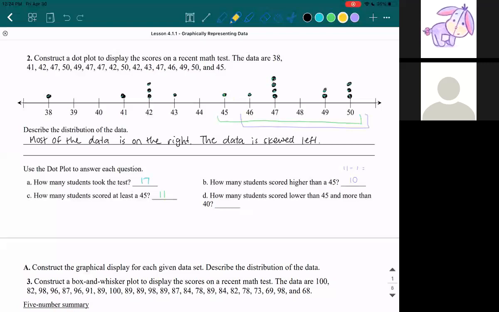Last one, how many students scored lower than 45 and more than 40? So more than 40 and lower than 45 would be 41, 42, 43, 44. So you just count it 1, 2, 3, 4, and 5. Okay, so that would be a dot plot. If you have any questions, please let me know.